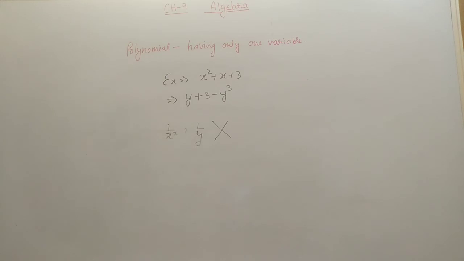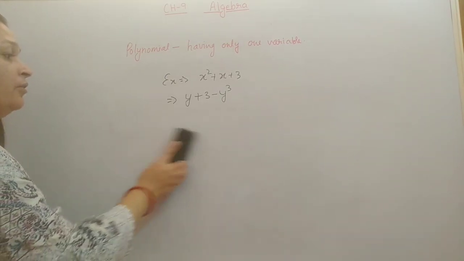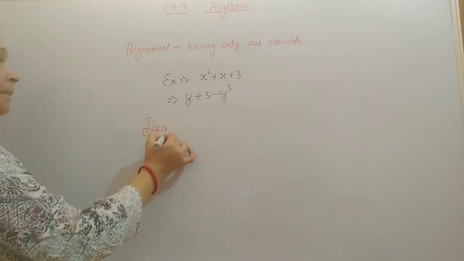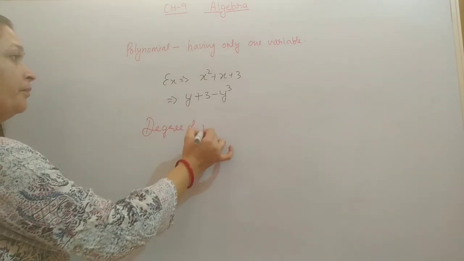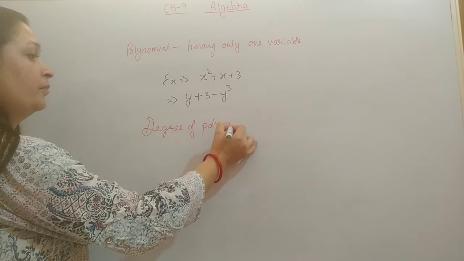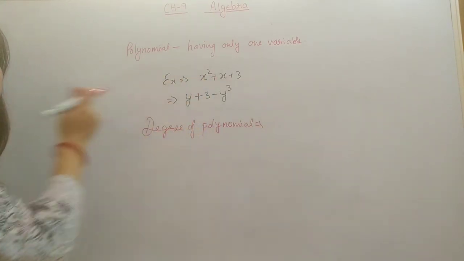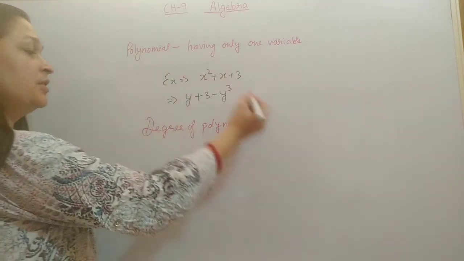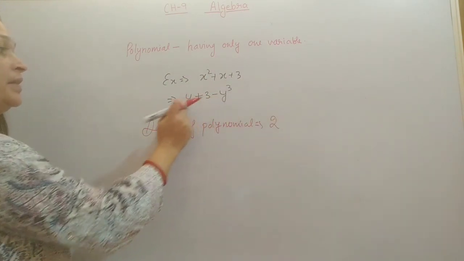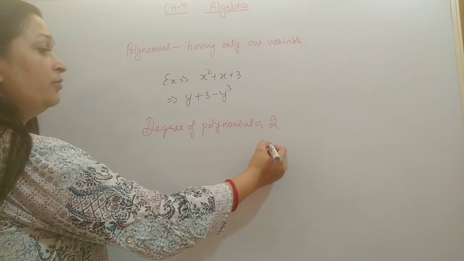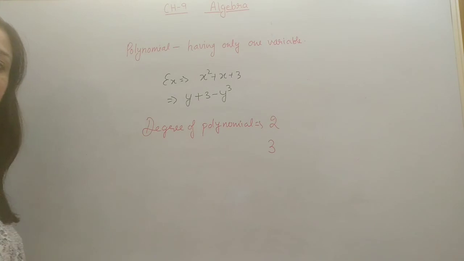After this, next we have the degree of polynomial. Degree of polynomial means the highest power of the variable in the given polynomial. In this first example you can see the highest power of x is 2. So the degree of this polynomial is 2. In the second example, the highest power of y is 3. So the degree of the second polynomial is 3.